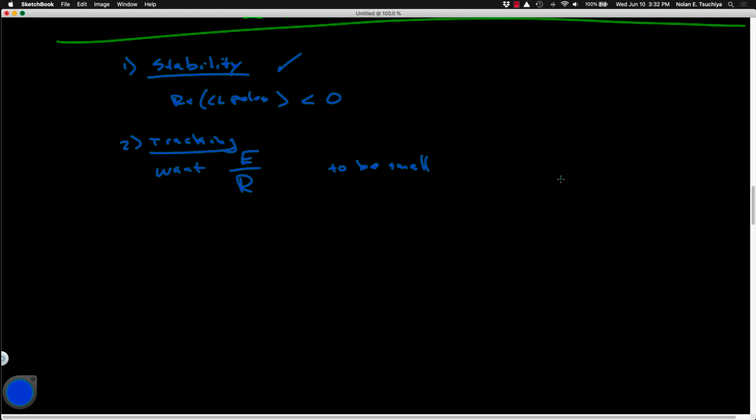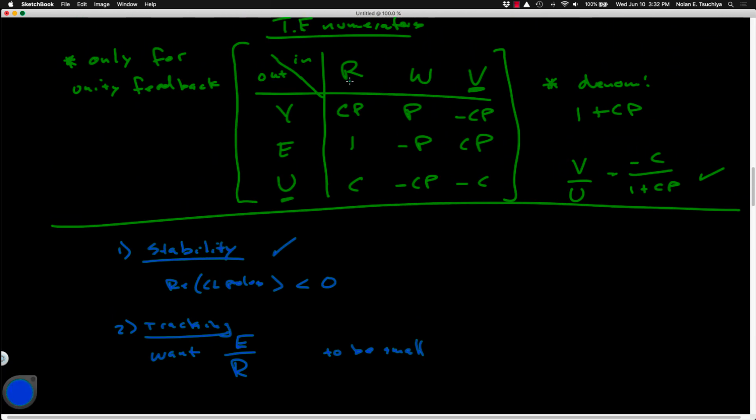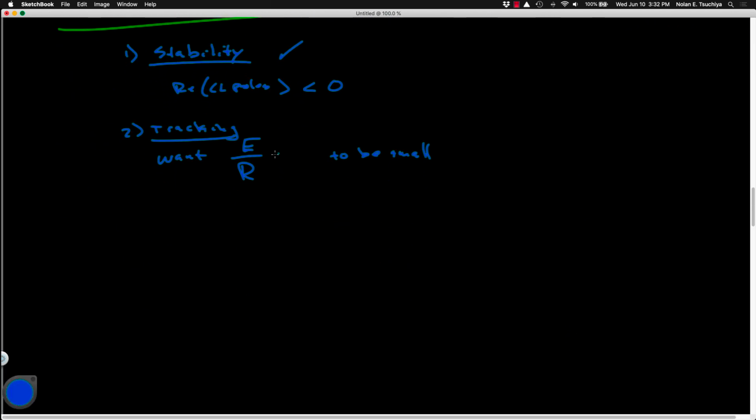The transfer function from R to E, we actually know. If we consult our table, the transfer function from R to E has a numerator of 1 and a denominator of 1 plus CP. So we can replace the transfer function from R to E with 1 over 1 plus CP. So if we want to achieve the tracking control objective, what we want is for the relationship 1 over 1 plus CP to be small. Okay? Small refers to the authority of that transfer function. It doesn't necessarily mean that this is a numerical value and that number is small. It just means that this transfer function has low authority, which means regardless of whatever input you have, the output is always pretty small, right?